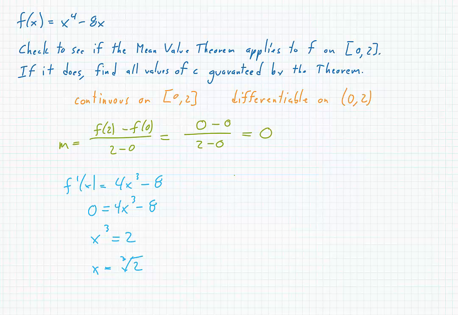And we can see that if we plug that into the derivative, cube root of 2 cubed is 2, times 4 is 8, minus 8 gives us 0. So that's the value of c that the mean value theorem guarantees us.